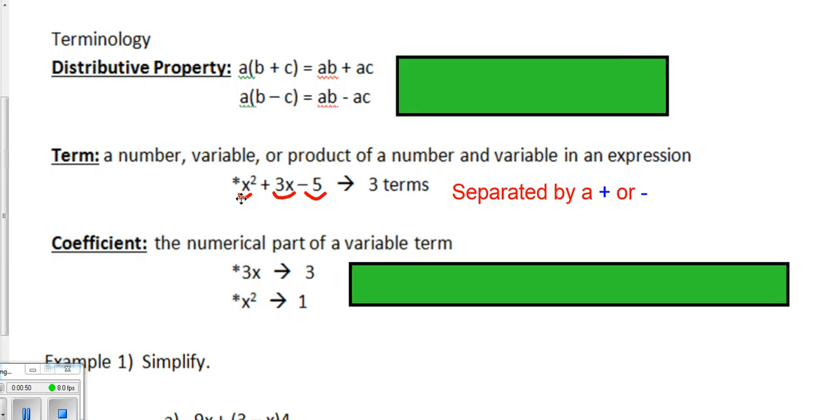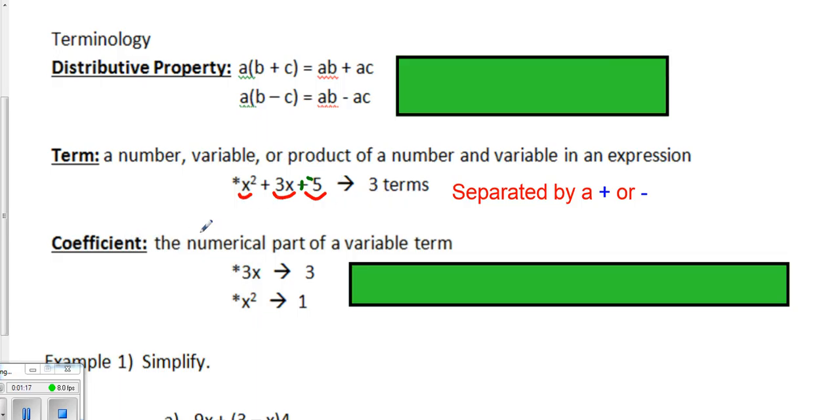So the terms we have are an x squared, a 3x, and technically this is a negative 5. We can call this plus negative 5. If they're separated by a minus, just change it to a plus, a negative version of that. So x squared, 3x, and negative 5 would be our terms, the 3 terms in this expression.